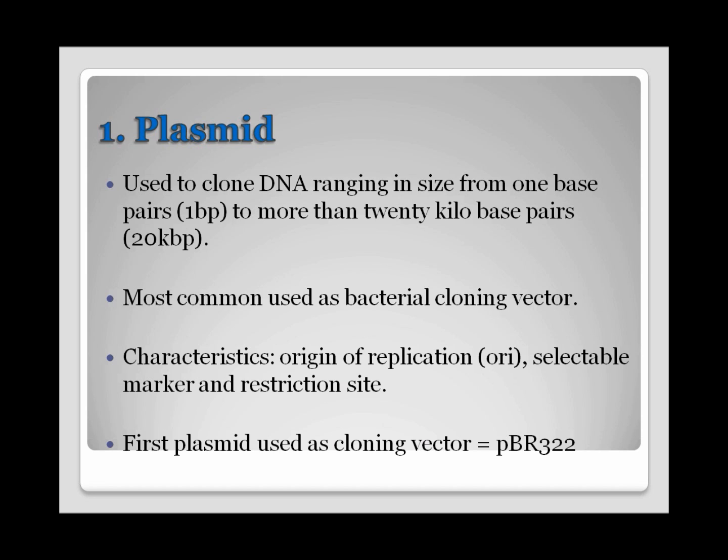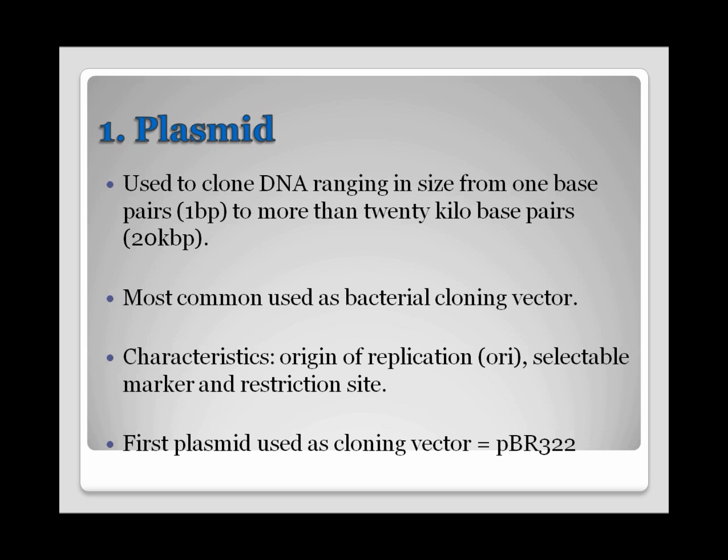Origin of replication allows the plasmid to replicate itself separately from the bacterial chromosome. Selectable marker, for example, antibiotic resistance gene, allows the plasmid to be isolated and selected easily from the screening process. Restriction site allows the restriction enzyme to cut at the place to insert the foreign DNA.